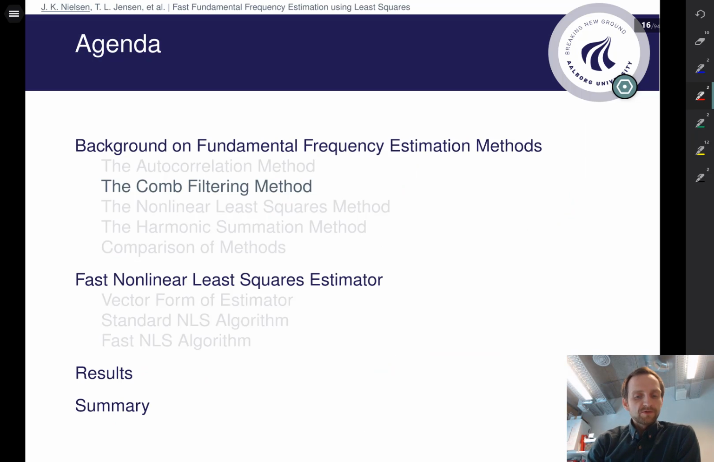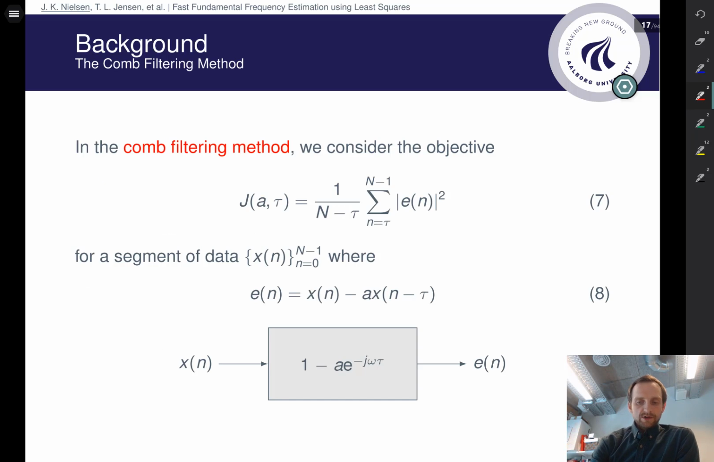Okay, so this was the first method. Now let us talk about the comb filtering method, and that's actually very closely related to the autocorrelation method. So now we define the objective in a slightly different way. Recall that in the autocorrelation method, our objective was like this. Now we just explicitly replace this expectation operator by an average.